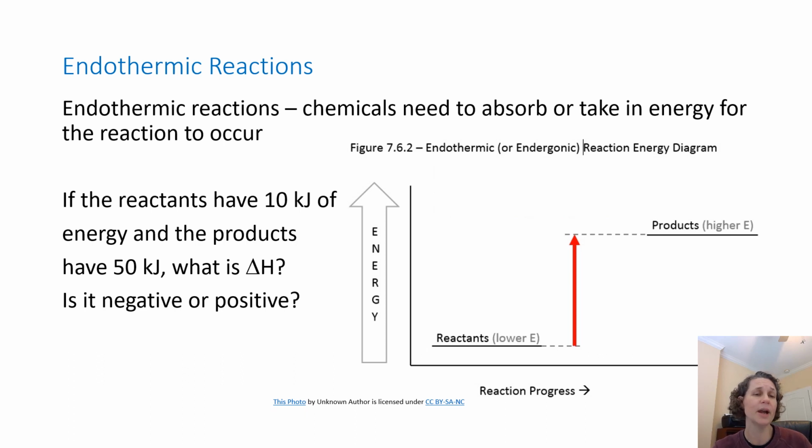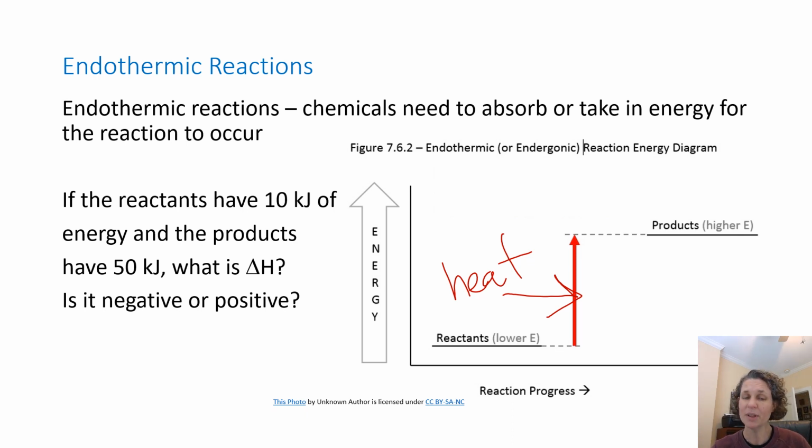Now, endothermic reactions are going to look exactly opposite as far as the graph goes. This red arrow going up means that heat is going into the reaction. So we're heating up the reactants in order to produce the products. These typically, if you felt them, would feel cool because heat is going in. It's basically absorbing or taking energy away from the system or from the surroundings, to cause the products to form.